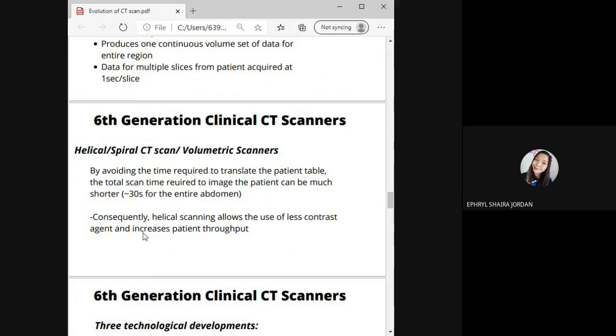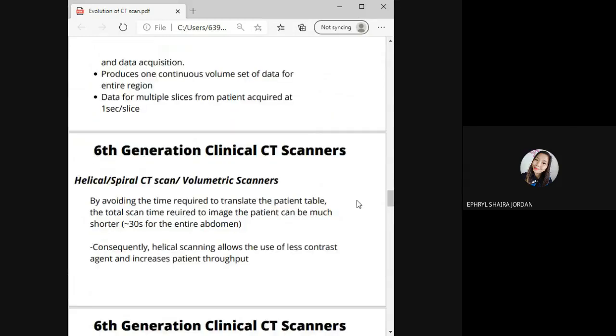And consequently, helical scanning allows the use of less contrast agent and increases patient throughput. So, mas marami kang masascan na patient with this generation. And konti lang ang nire-require na contrast since the scanning is very fast naman, the contrast could be easily detected without requiring you to add a big volume of it.